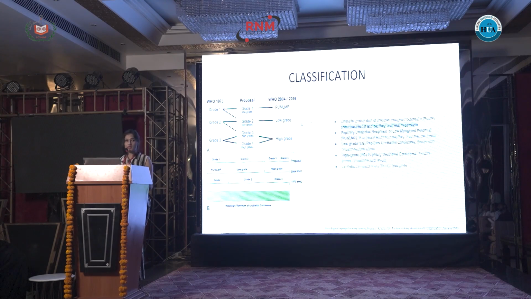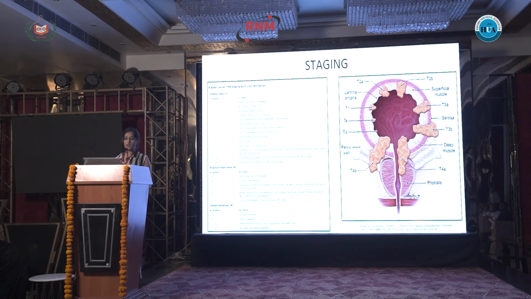We can classify papillary urothelial carcinomas into grades. Grade 1 encompasses the papillary urothelial neoplasm of low malignant potential, as seen in the 1973, 2004, and 2016 classifications. Grade 2 is the low grade ones, and high grade comprises grade 3, the high grade papillary urothelial carcinomas, and grade 4, urothelial carcinoma in situ. The staging is from the AJCC 8th edition, and this is a total representation.